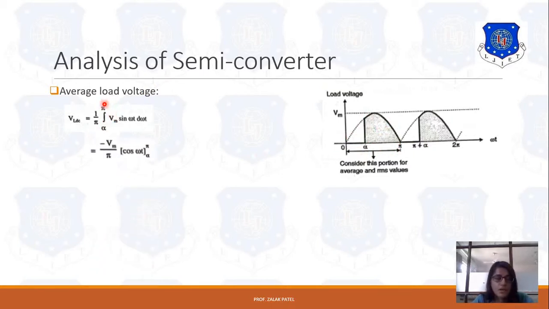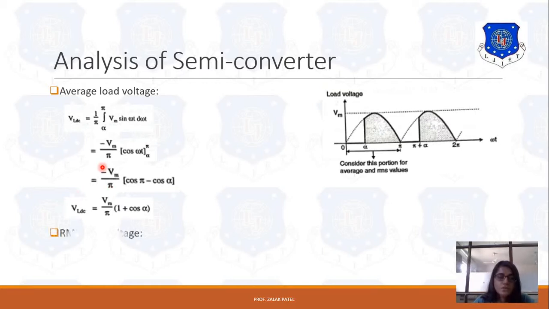Now if we integrate the term, it will be Vm upon pi as it is. Integration of sine is minus cos, so minus Vm upon pi cos omega t, with limits from alpha to pi. That looks like minus Vm upon pi, cos pi minus cos alpha. If we rearrange, the value of cos pi is minus 1, so VLDC is equal to Vm upon pi into 1 plus cos alpha. This is the final equation of average load voltage.